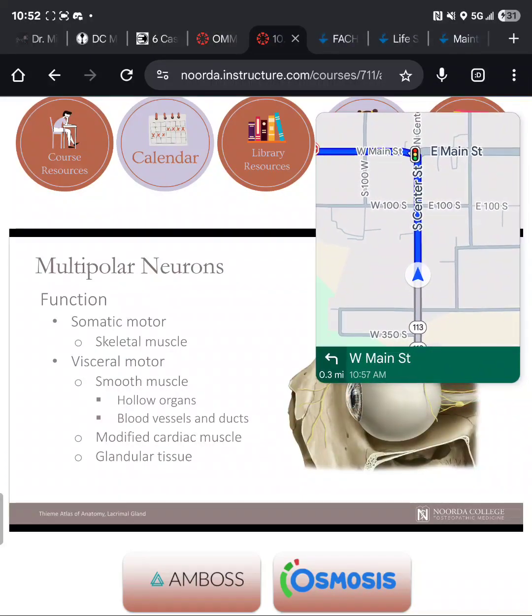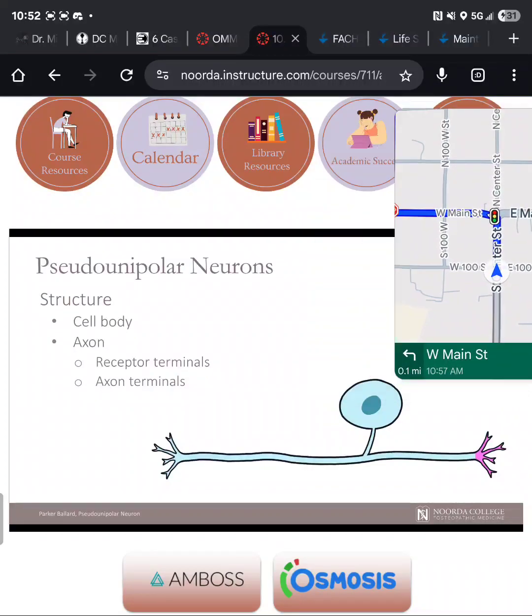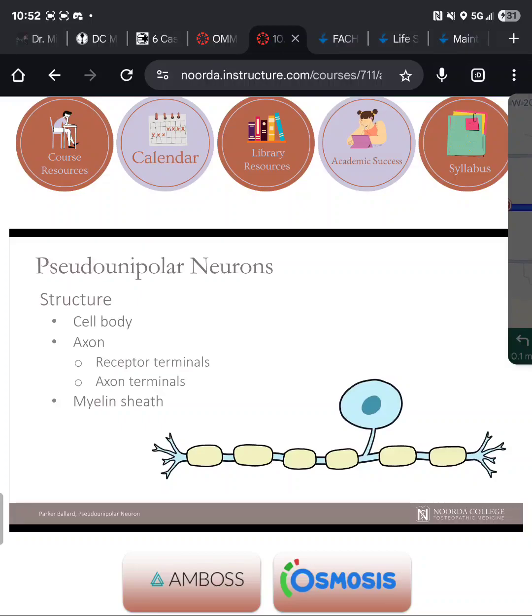Then the next type of neuron we'll talk about are pseudo-unipolar neurons. And similar to multipolar neurons, they're made up of a cell body, but then there are no dendrites here. Instead, there's an axon with a receptor terminal that receives sensory information from the skin, muscles, and other organs. That information is then conducted along the axon until it reaches the axon terminal. Pseudo-unipolar neurons are also myelinated, just like most of the multipolar neurons.